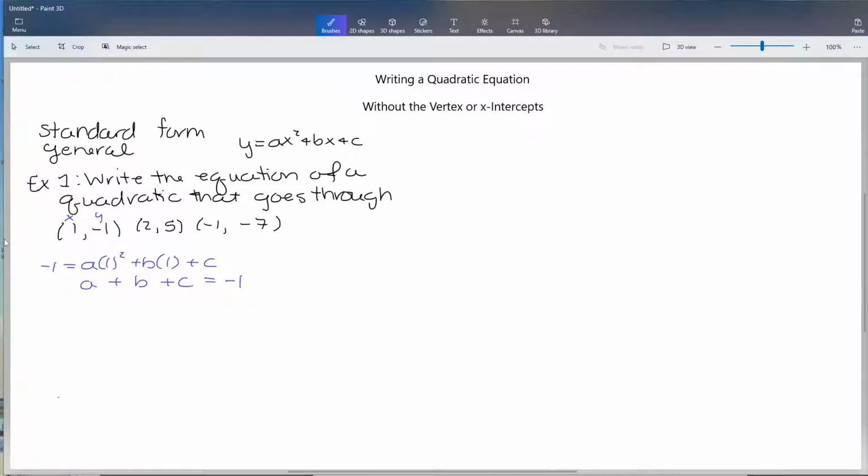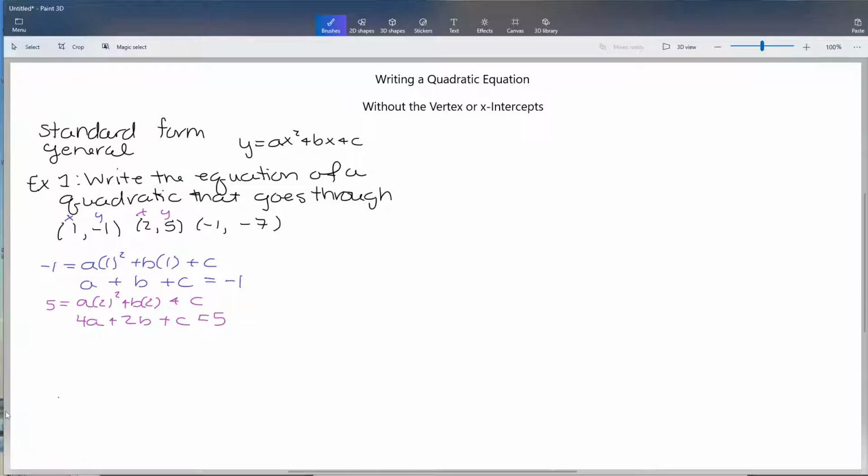Okay, then I'm going to do the same thing with my second x and y. So I have 5 equals a times 2 squared plus b times x, which is 2, plus c. Okay, so 2 squared is 4, so this is going to be 4a plus 2b plus c equals 5.